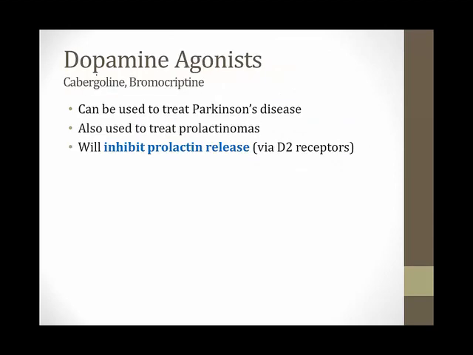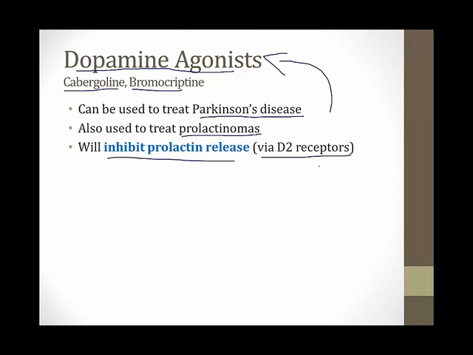Now that we understand the physiology of prolactin secretion, let's talk about some clinical correlations of that physiology. And the first clinical correlation is a group of drugs that function as dopamine agonists. These are drugs like cabergoline and bromocriptine, and these can be used to treat Parkinson's disease. Parkinson's disease results from low dopamine activity in the brain, so it makes sense to treat it with a dopamine agonist. You can also use dopamine agonists to treat prolactinomas because they function like dopamine and therefore they shut down prolactin release. So when you use these drugs, whether it's for Parkinson's or to treat a prolactinoma, you will see an inhibition of prolactin release via binding to the D2 receptors.